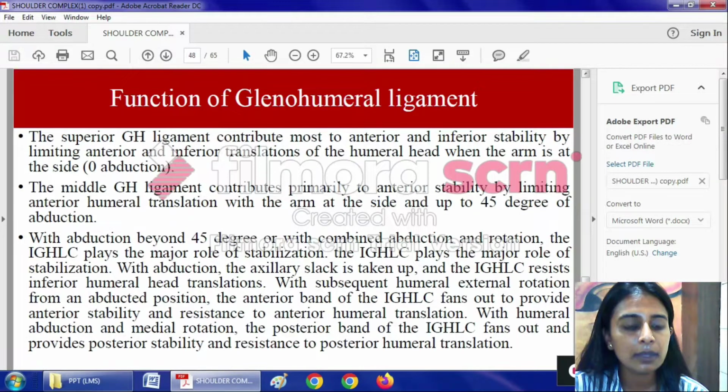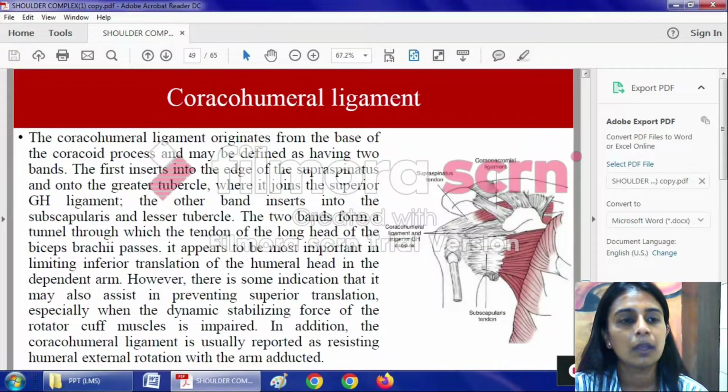With humeral abduction and medial rotation, the posterior band fans out, providing posterior stability and resistance to posterior humeral translation. Now, the coracohumeral ligament.